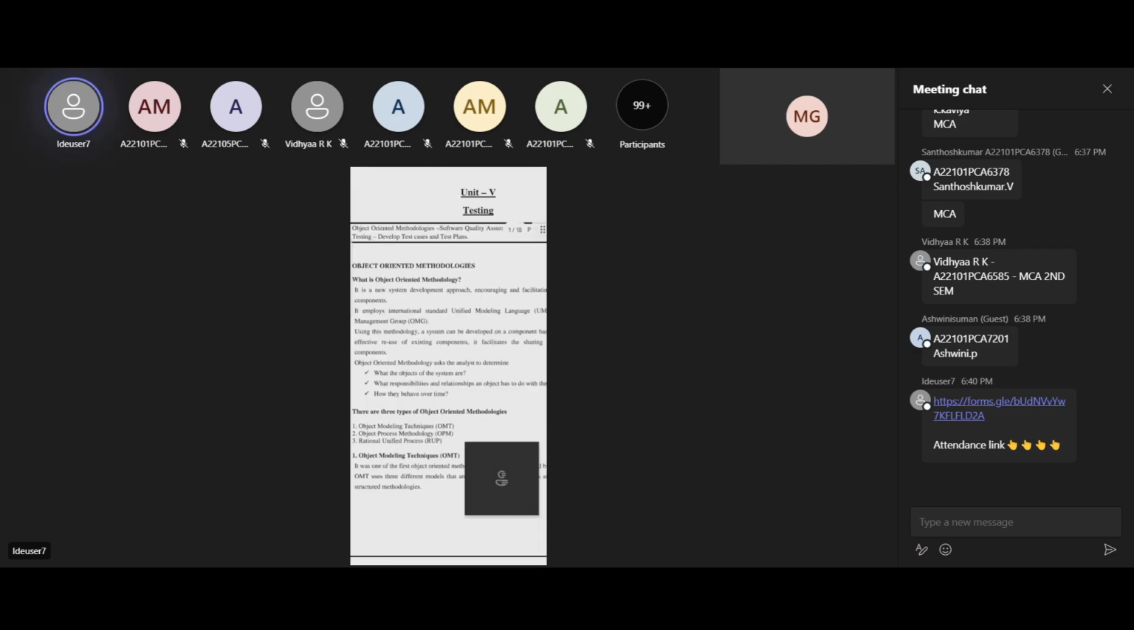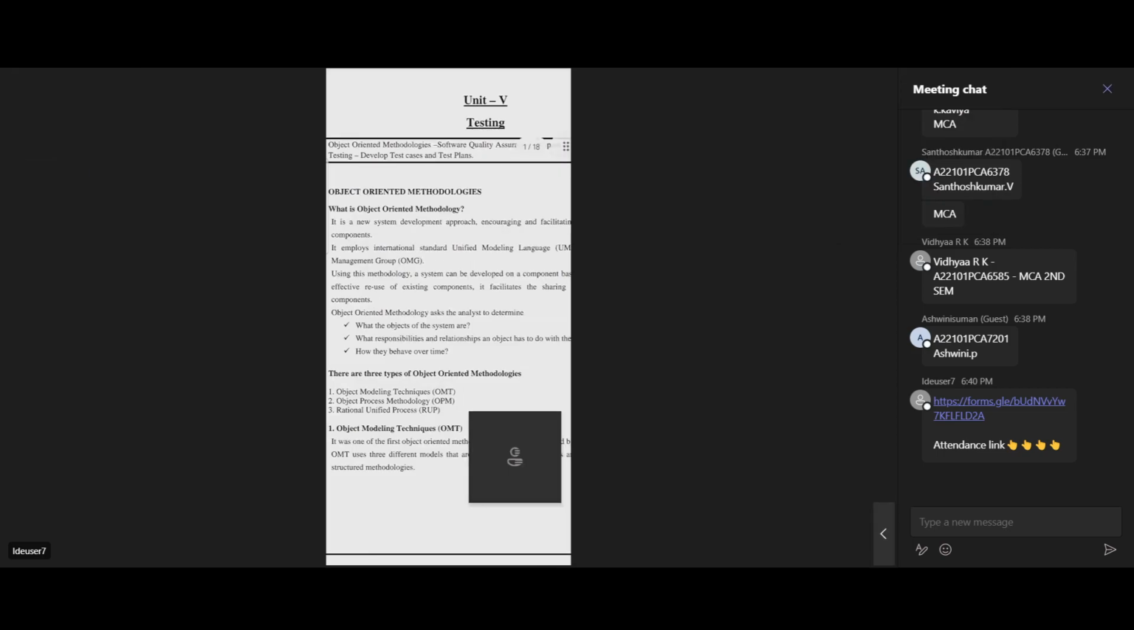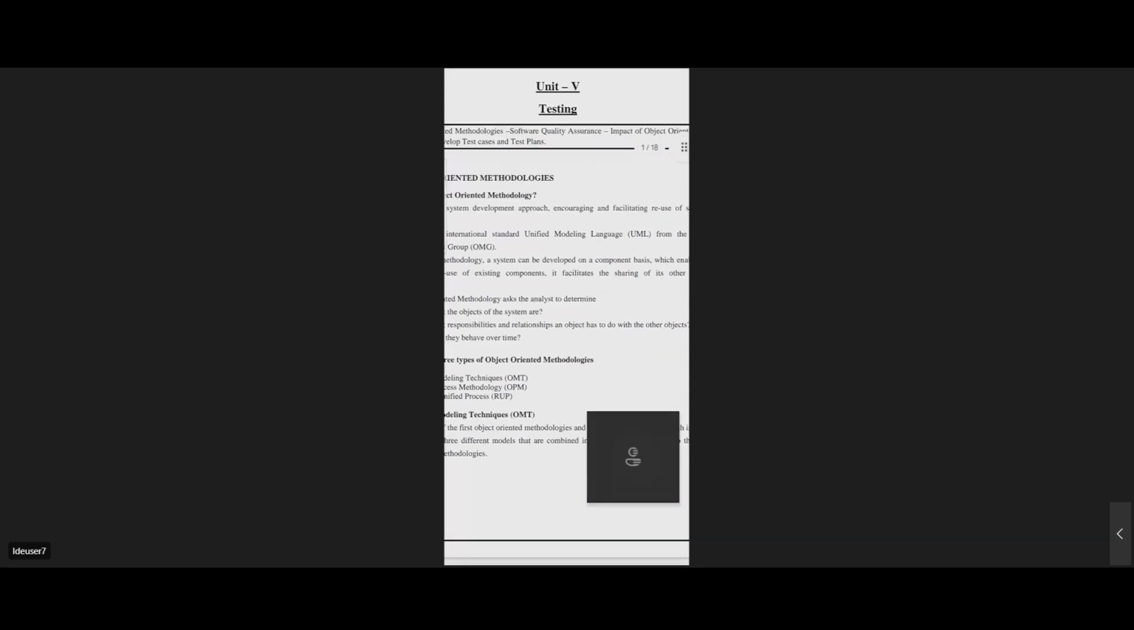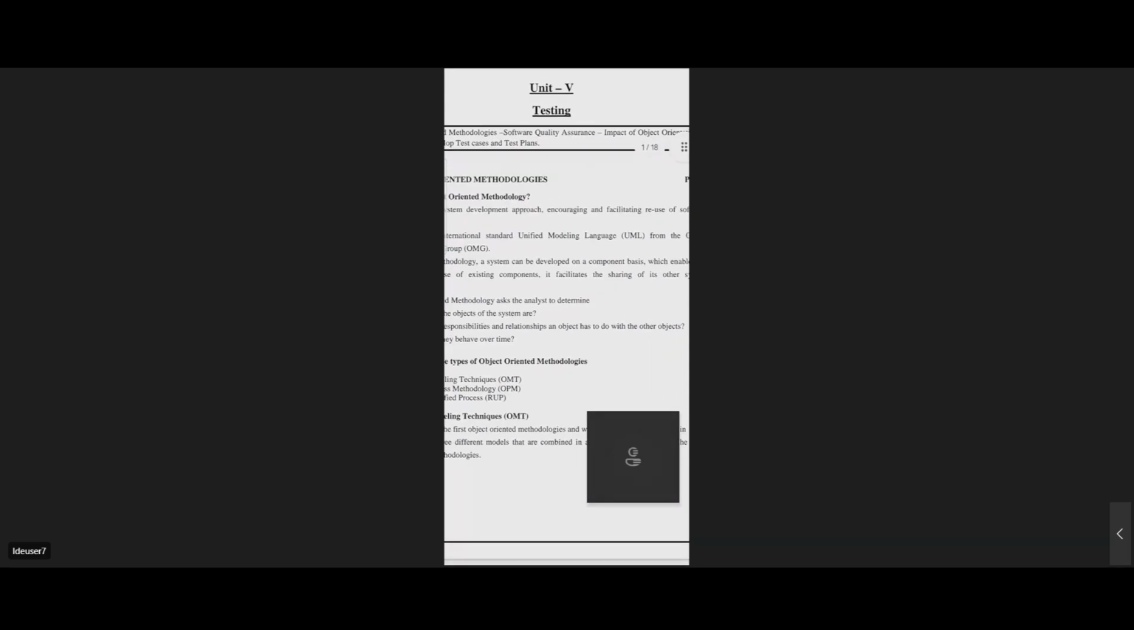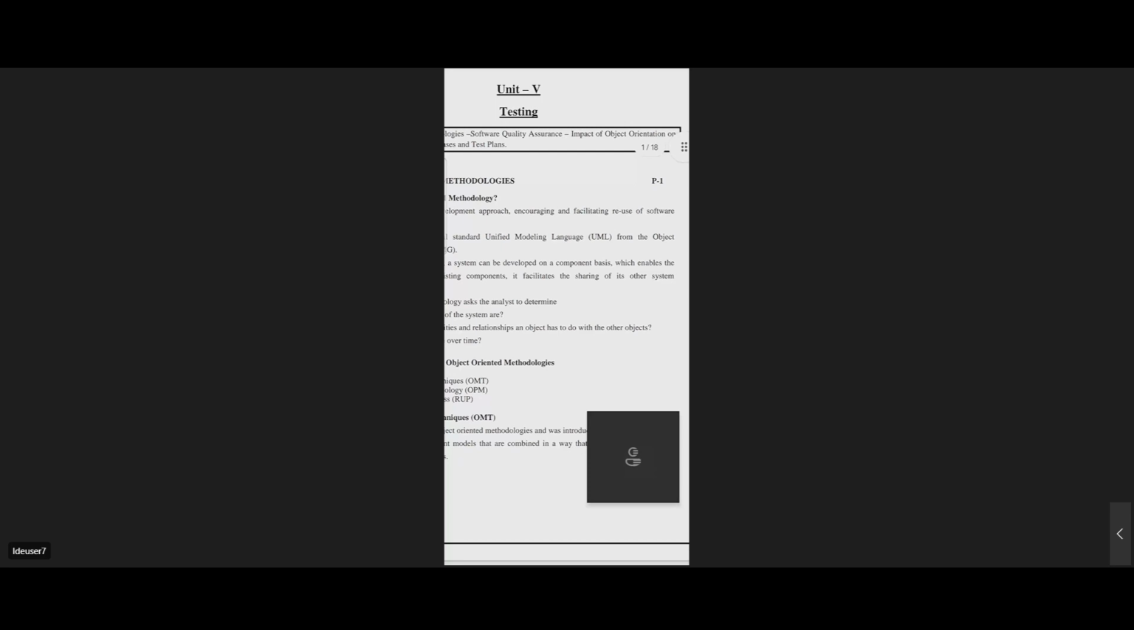The next is the object-oriented testing part under the last unit, in which we are going to discuss the various methodologies which are used for object-oriented systems. So, what is actually object-oriented methodology? It is a new system development approach, encouraging and facilitating reuse of software components. Reuse means we are going to implement what?